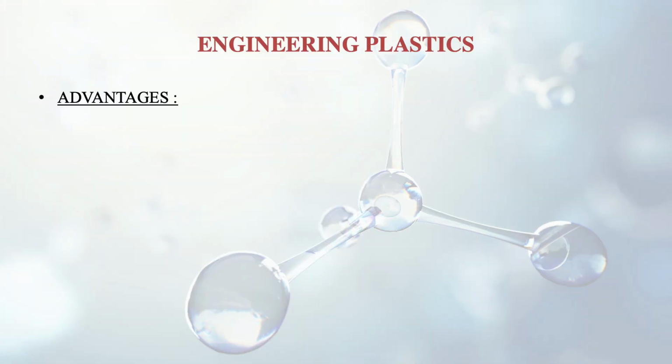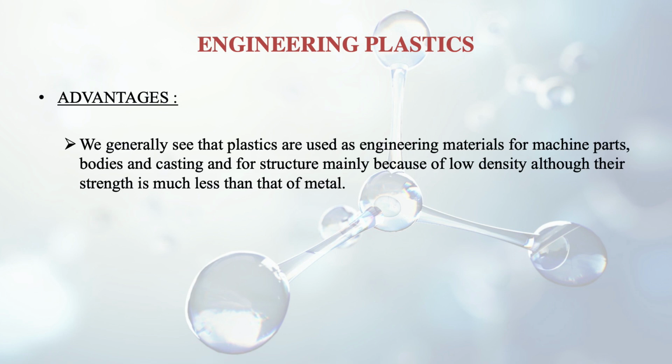So after discussing the rubber, we will see what all plastics can be used for engineering purposes. So they are named as engineering plastics. What are the advantages of these engineering plastics actually? They are used as engineering materials for machine parts, bodies and casting, and for structures, mainly because of low density.